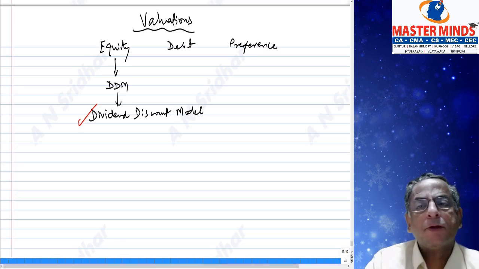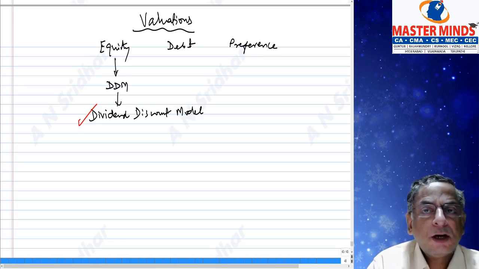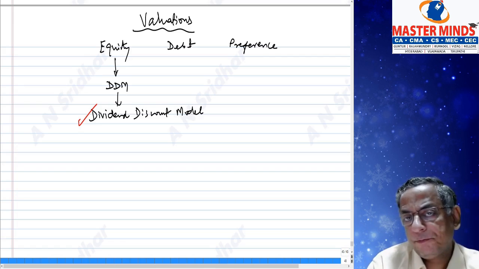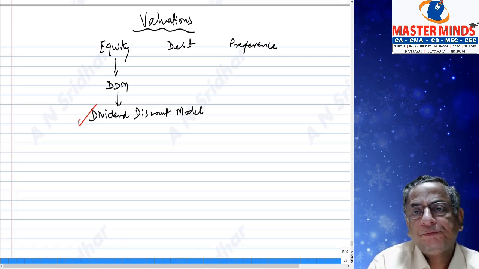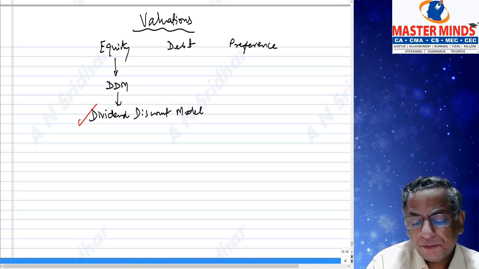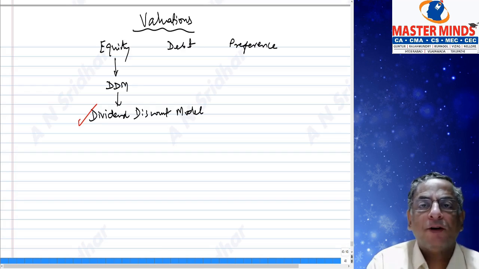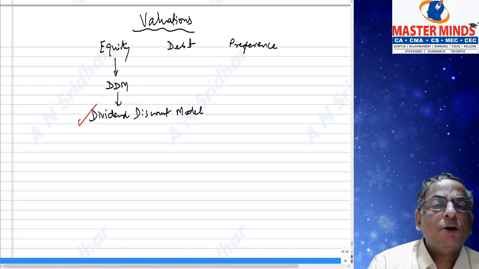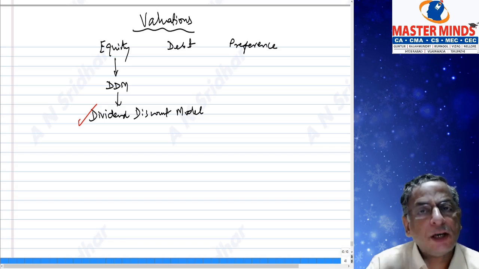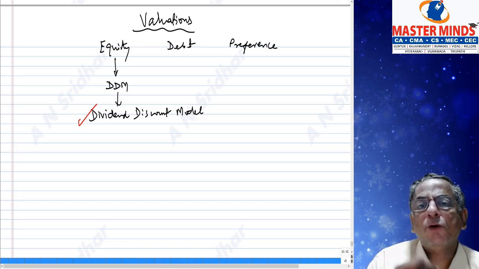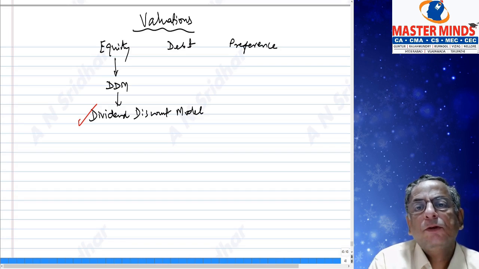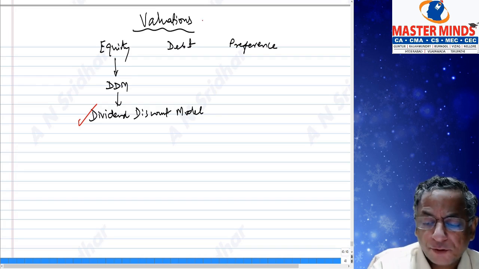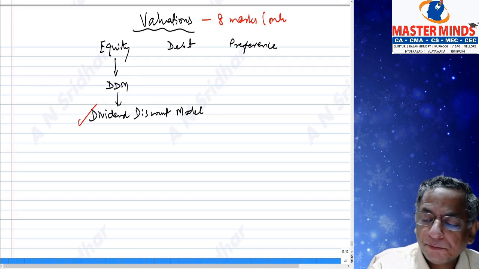Now valuations, you have some part in section 2 and some in section 5, corporate valuation. Now valuation of equity, there are many methods we will see later on in corporate valuation, but the most important one, which comes almost in every attempt, trust me, is DDM. You can count 8 marks for this. That is only DDM.